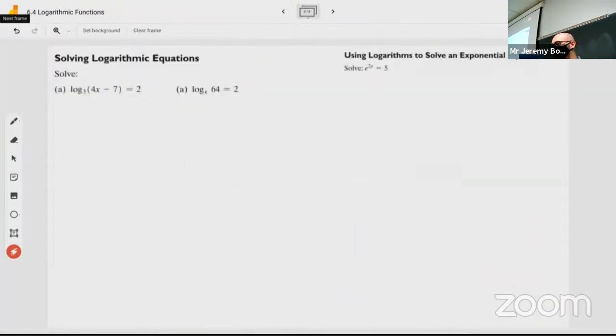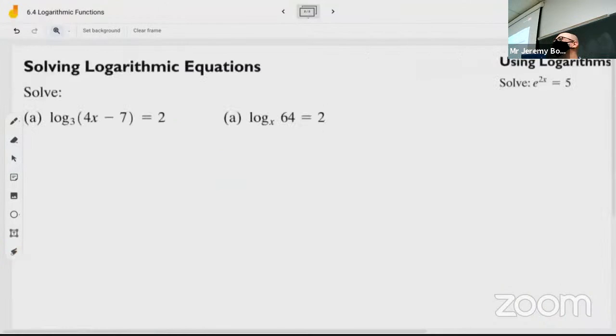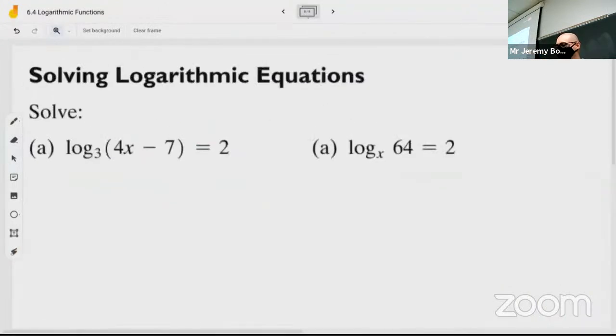All right, so this is where we get into the difficult stuff. What if it's not a logarithm on both sides? What if it's log base 3 of 4x minus 7 is equal to 2? You have to figure out how to get it to be a log on that side. You mean somehow getting the logarithm on the right hand side? How do you think we would do that?